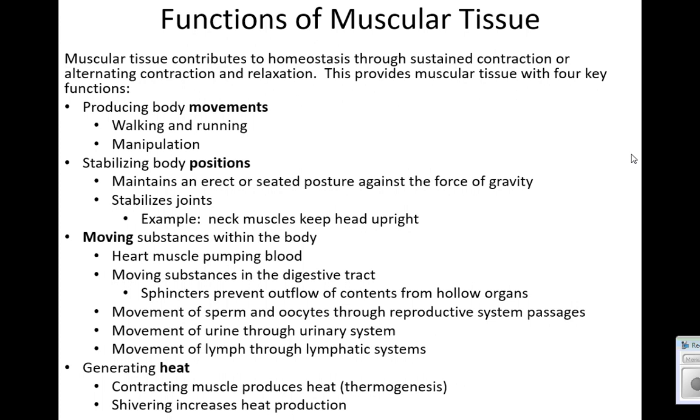Okay. We take advantage of our shivering when we're cold to produce heat. The actual production of heat by contracting muscles is called thermogenesis, where thermo means heat and genesis means formation, so it translates literally to heat formation or production.